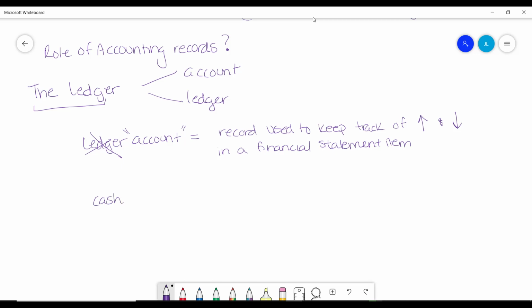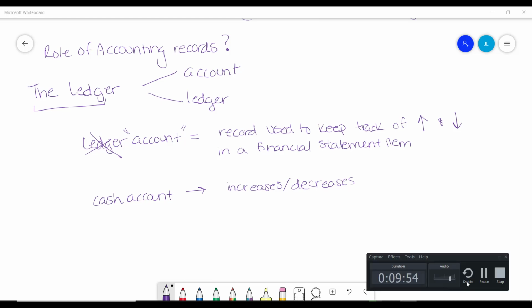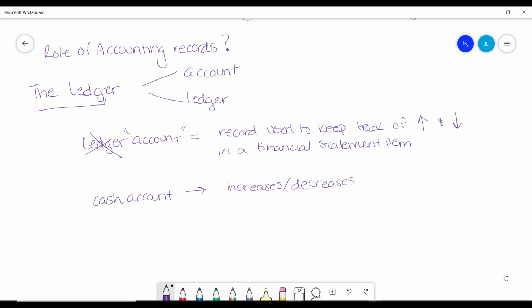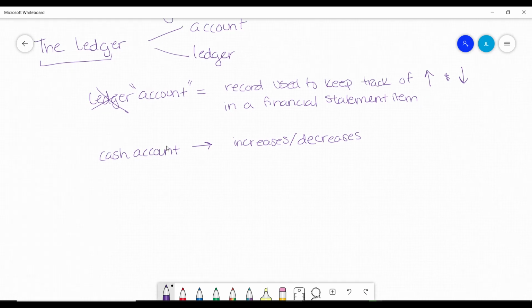So the cash account, that's what we use to record increases to cash and decreases to cash. But we can also at any point in time go look at that account to see how much there is in that account. So when asked what an account is, it's simply just the record of a specific financial statement item and how it might have been going up and down as the period goes on. So each account has different elements. Okay, it has 3 elements.